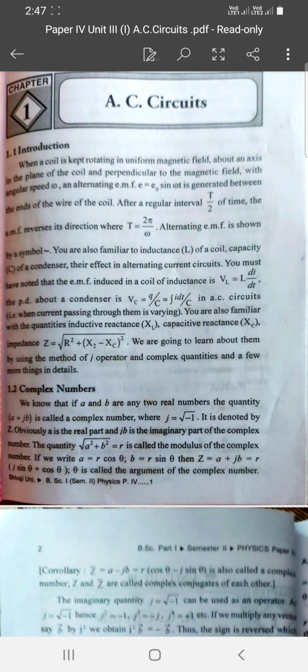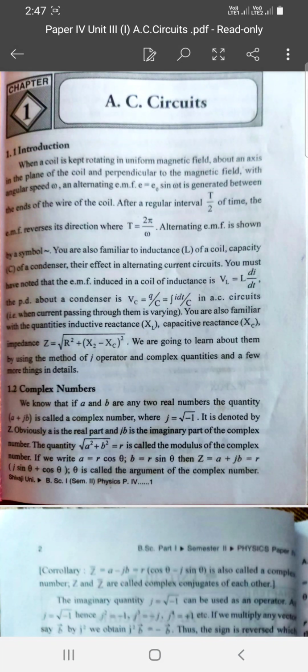When the current passing through them is varying, we get quantities like inductive reactance X_L, capacitive reactance X_C and impedance Z. As we know the values of X_L and X_C and the resistance used in that circuit, we can calculate the impedance Z equal to square root of R squared plus (X_L minus X_C) squared, where X_L is the inductive reactance and X_C is the capacitive reactance.